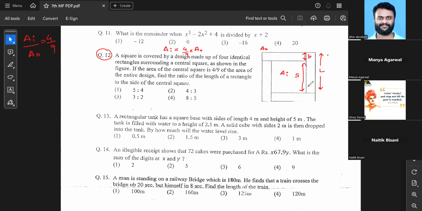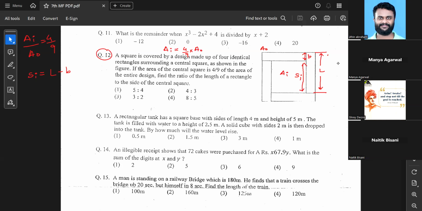Length minus 2 breadth, no? As you can see, however much I've drawn the arrow, that is the actual length, because the rectangle is ending here. It's not going till down. Okay, yes. So length minus breadth is the side of the inner square. So inner side is equal to length minus breadth. Now that's one logic.